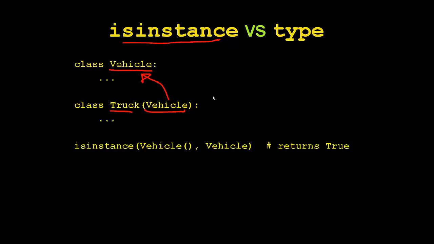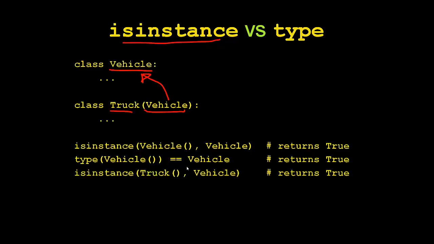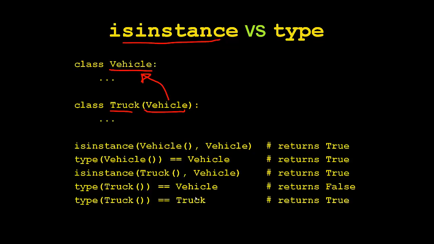Now, if you do isinstance vehicle, vehicle, then you return true because the vehicle is obviously an instance of vehicle. If you do type of vehicle, you get vehicle. If you do isinstance truck, vehicle, the answer is true because a truck is a type of vehicle. Type of truck is vehicle is false, because the type of truck is actually truck, not vehicle. Now, type of truck equals truck is true, yes.